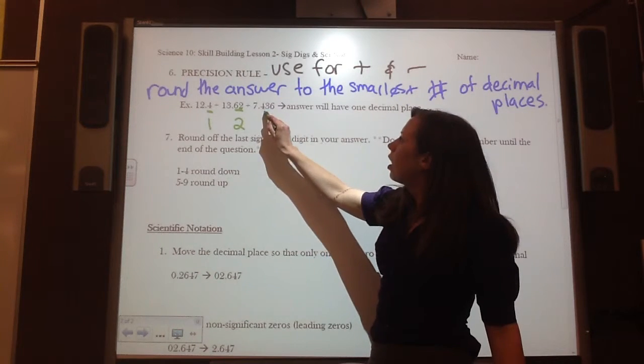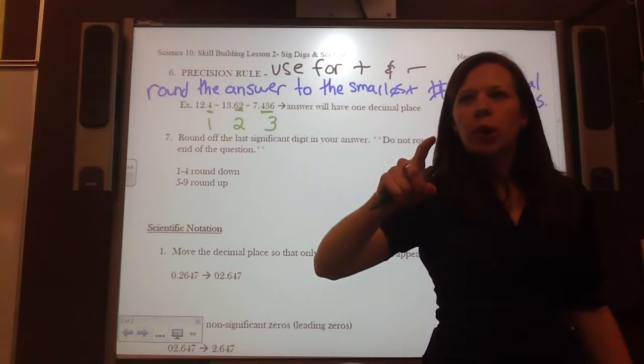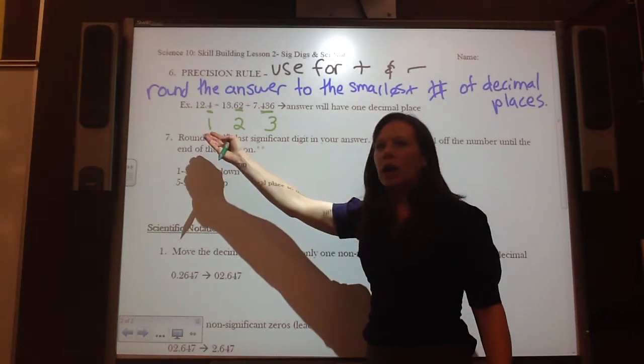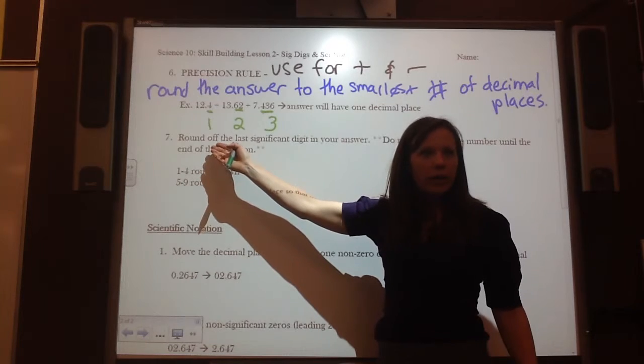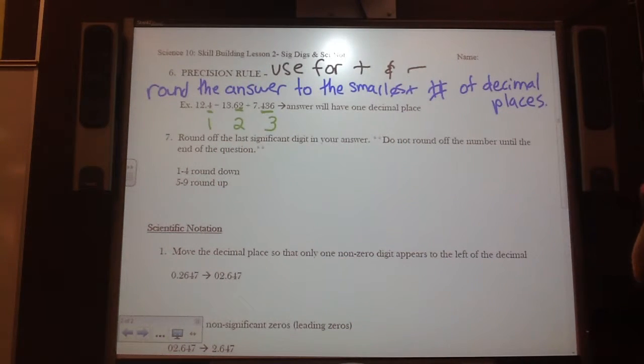And then here there are 3. So again, you choose the smallest one. The smallest one out of that is obviously the number 1. So you only have to have your answer to 1 decimal place. With adding and subtracting, it's all about the decimal place. Okay, very important.